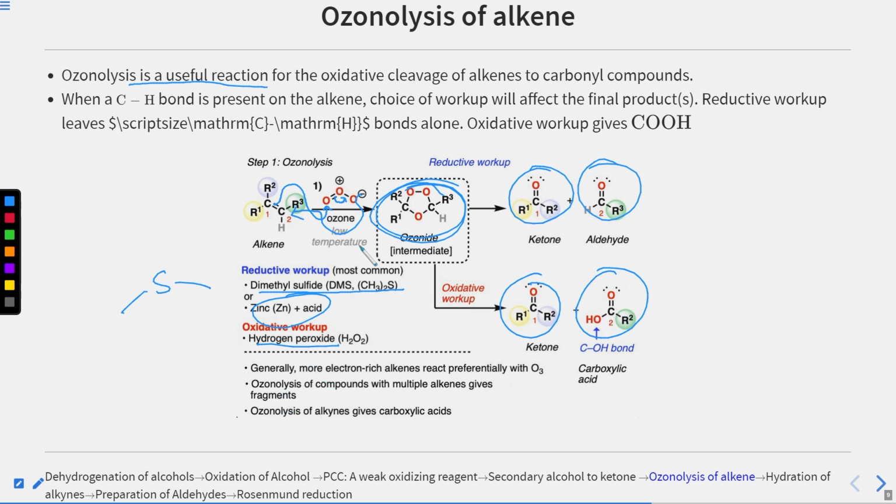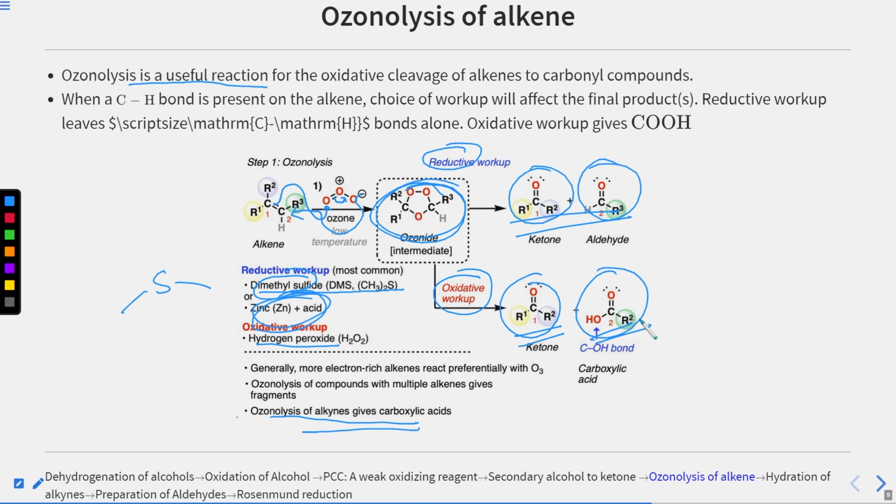If you see here, it is basically an electrophilic attack of this ozone on this alkene, so the alkene is acting here as a nucleophile. Now, the generalization of alkynes gives carboxylic acid. How it happens, we will see in the carboxylic acid preparation. But for now, assume that depending upon the workup, reductive workup like dimethyl sulfide or zinc plus acid gives ketone plus aldehyde, and oxidative workup, that is H2O2, gives ketone and carboxylic acid. Clear? So this is the ozonolysis of alkene.